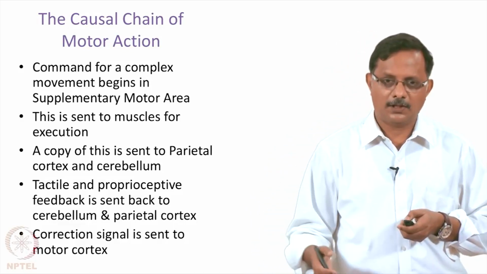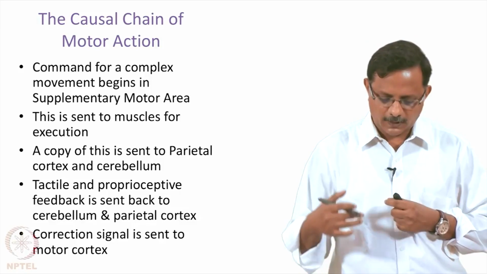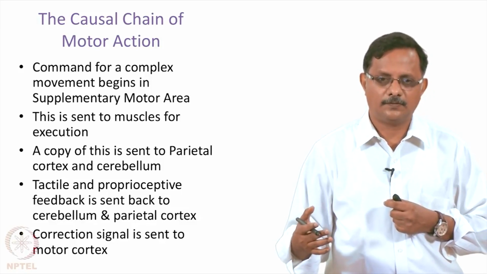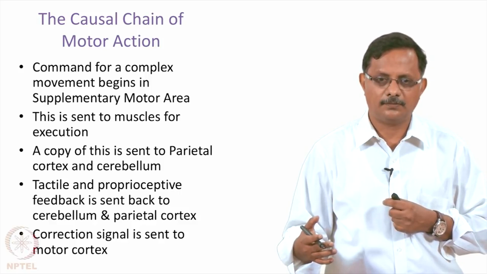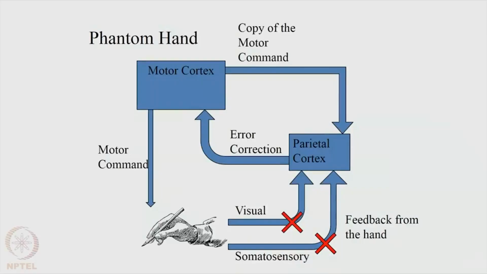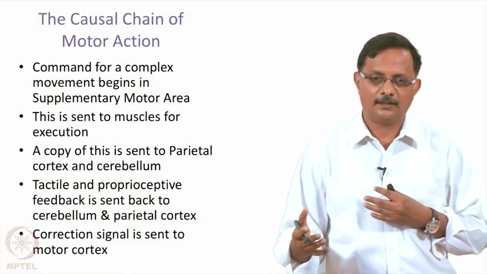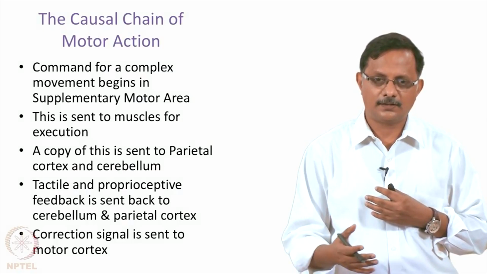Okay, so this is what happens in a normal person, but the problem is in case of phantom limb patient, there is no visual feedback because the arm is not there, and there is no somatosensory feedback because again the arm is not there. So, therefore, what can happen in principle is the parietal cortex receives the motor command and estimates where the arm should be, but it does not receive any echoing feedback from the sensory organs.